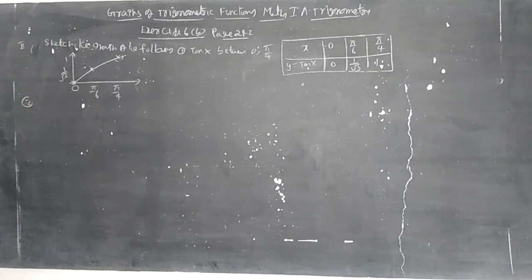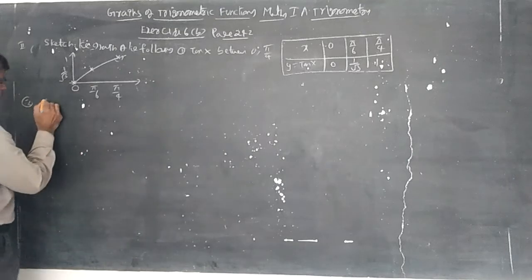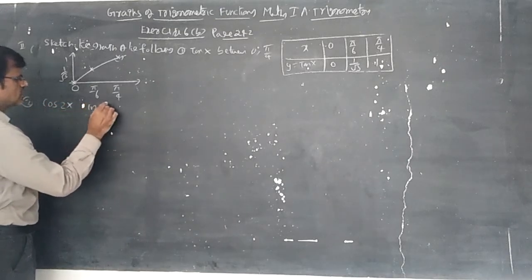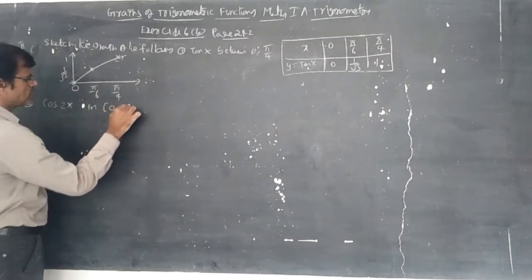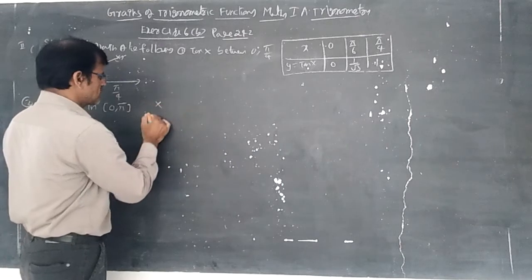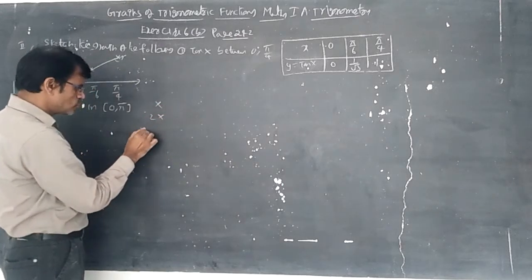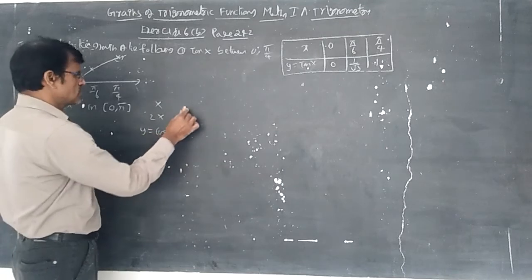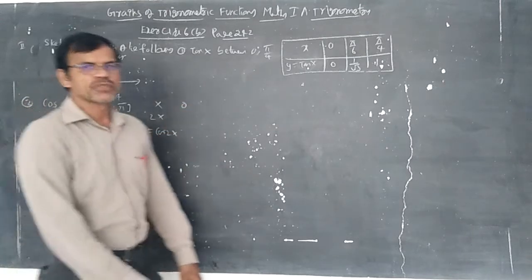Cos 2x in the interval 0, pi. The question asks for the graph of cos 2x in the interval 0, pi. Now let us discuss: here we take x, 2x, and y is equal to cos 2x. Here he is asking for the interval 0 to pi.